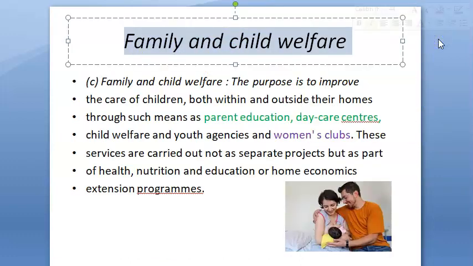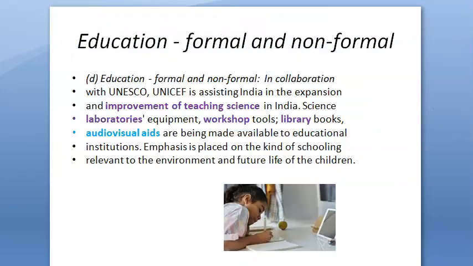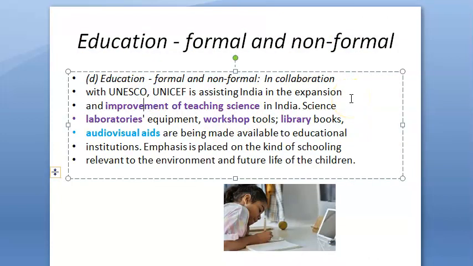Coming to family and child welfare, see, they don't just want the child. They want even the family to develop, the country in which they live to develop. So parents' education, daycare centers, women's clubs, etc. Then coming to education, formal and non-formal, you should have nice schools, you should improve science teaching, you should have laboratories in the schools, you should have workshops, you should have a library, you should have audio visual aids, not just book reading.